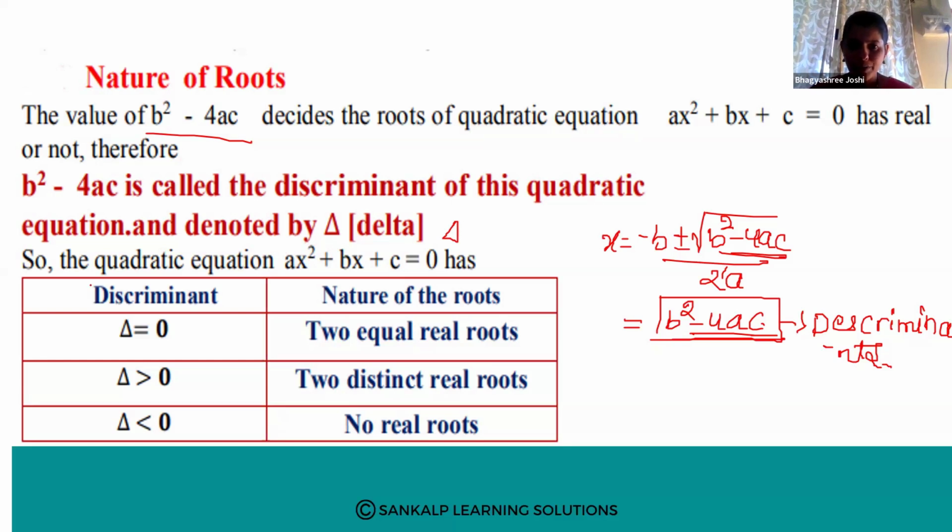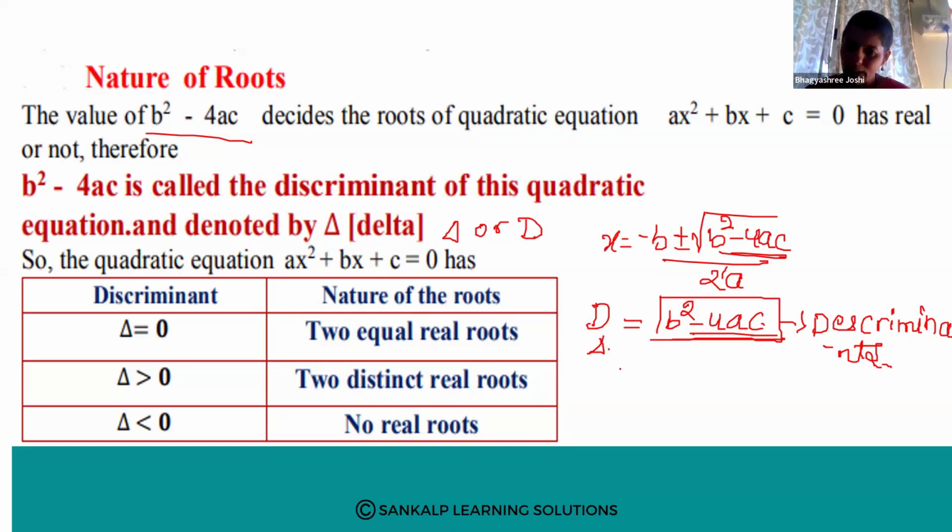So for the quadratic equation ax square plus bx plus c equal to 0, the discriminant can be denoted by the letter delta or D. Remember, not only delta, capital D is also used to denote the discriminant. So D or delta is equal to b square minus 4ac.